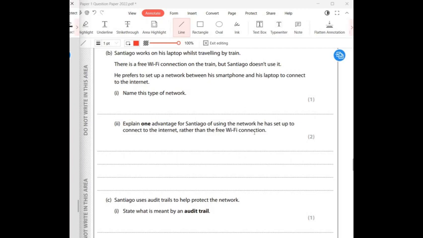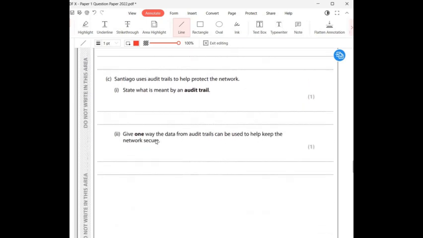Explain one advantage for Santiago of using a network he is set to connect to the internet rather than the free Wi-Fi. Faster connection speed because of fewer users sharing the connection. One obvious mark. Another one you could have would be improved security because it uses a secure cellular data connection. If I was saying this, I would say faster connection speed because fewer users are sharing the connection. Done. Simple.